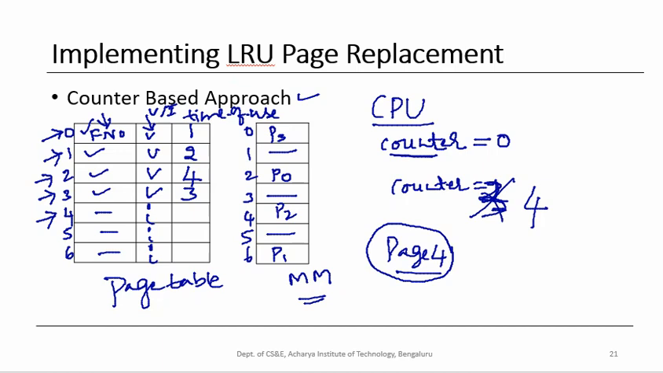Now how to decide which is the victim frame or the victim page? We look at the time of use value present in the time of use field. Whichever has the least value, in this case 0 has the least value. For example, let me change the time of use value of 0. Let us assume that it is referred a second time, after page 3 or page 2 is referred, and the counter value at that point of time becomes 5, and this 1 is replaced by 5.